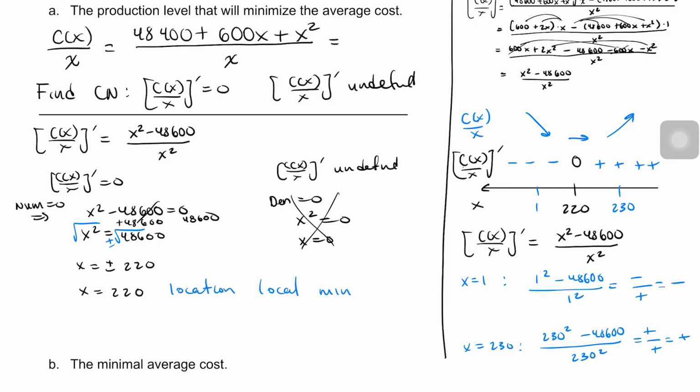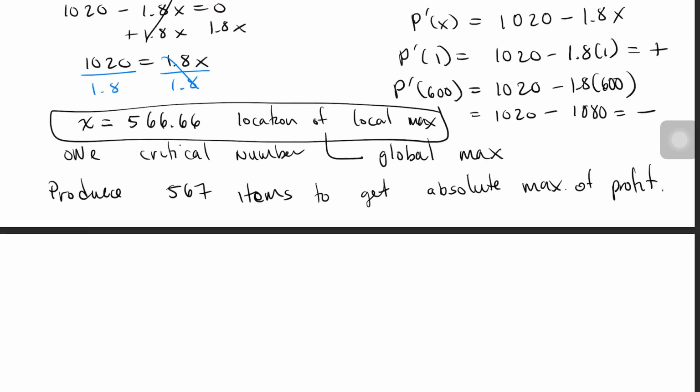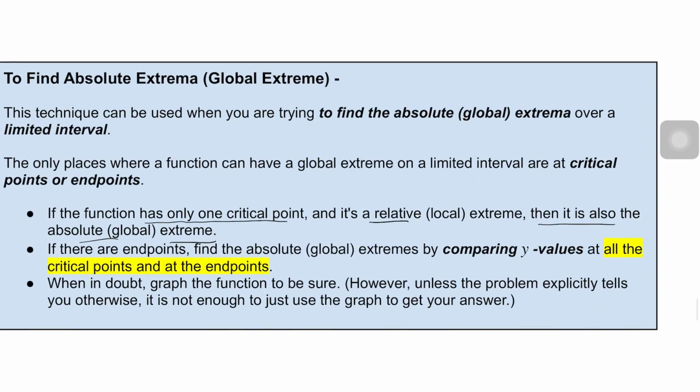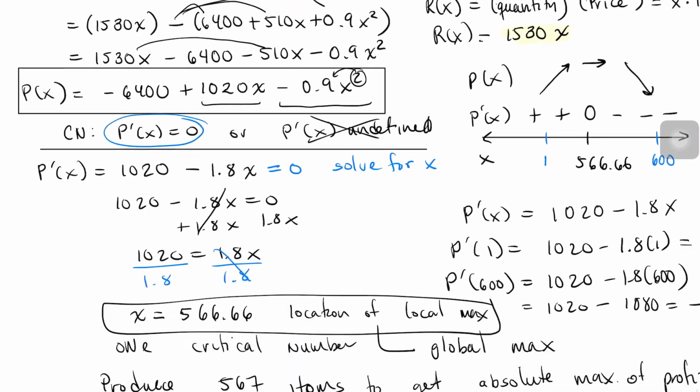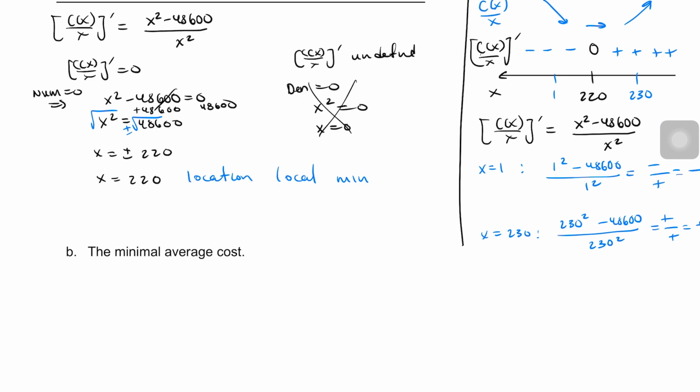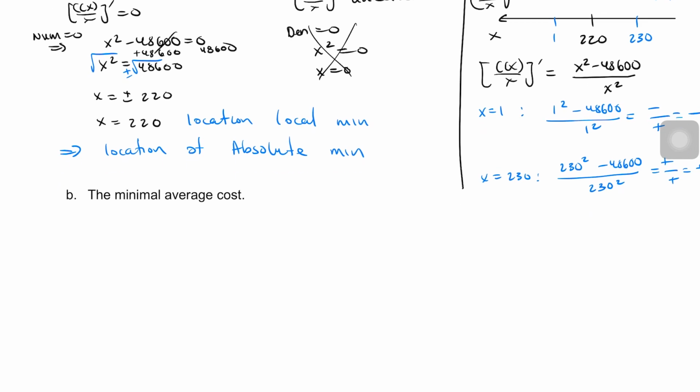And what we said in the beginning, we talked about in this box, is that if you have only one critical number and a relative local extrema, then that local extrema happens to be the global extrema. So in this example, by that logic, this is actually the location of a global, of an absolute min, right? So there you go.